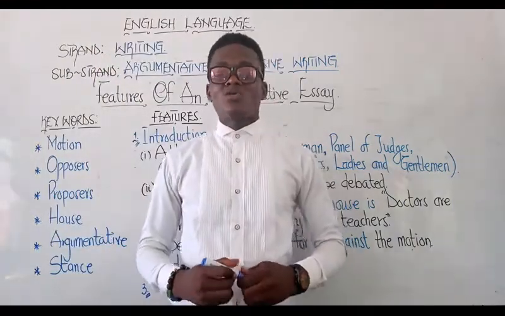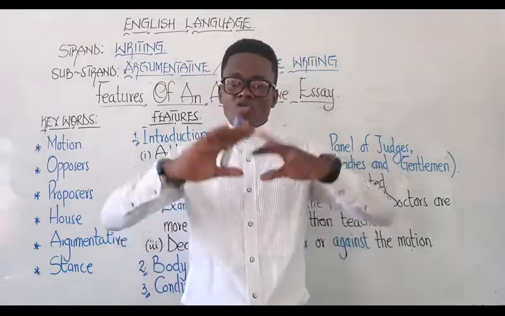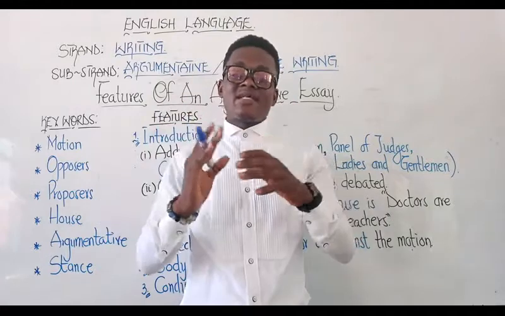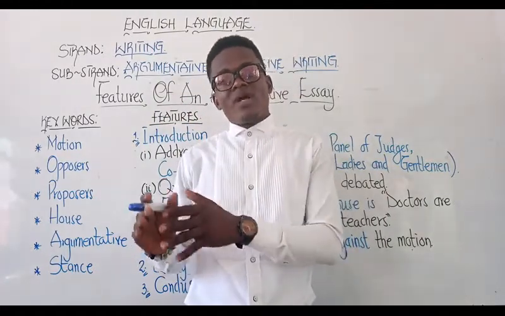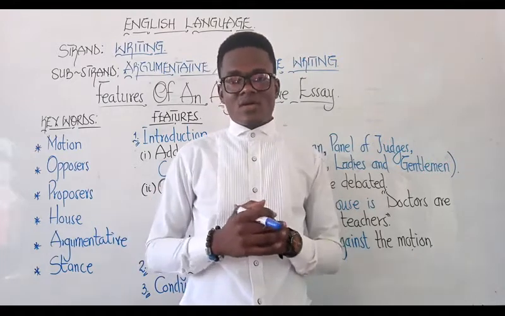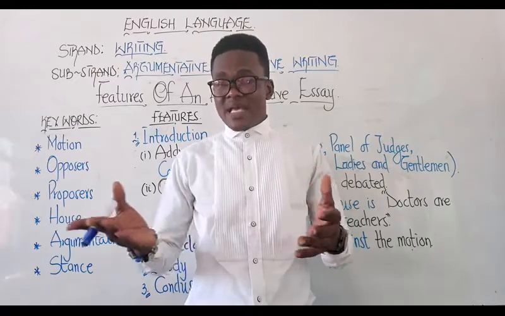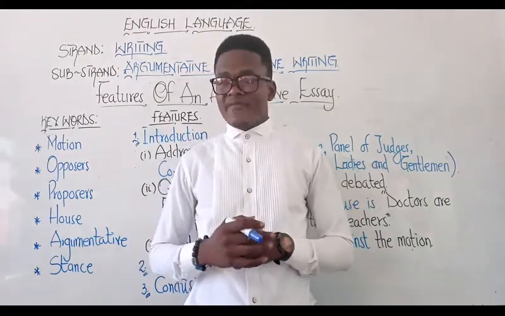Let's quickly move on to our next one, that is the house. The house comprises the whole assembly. In other words, it consists of the whole assembly. Examples are the debaters, the audience, and the officials available.